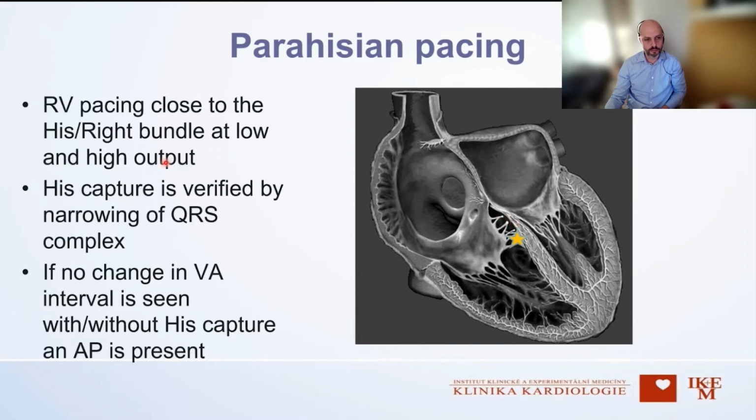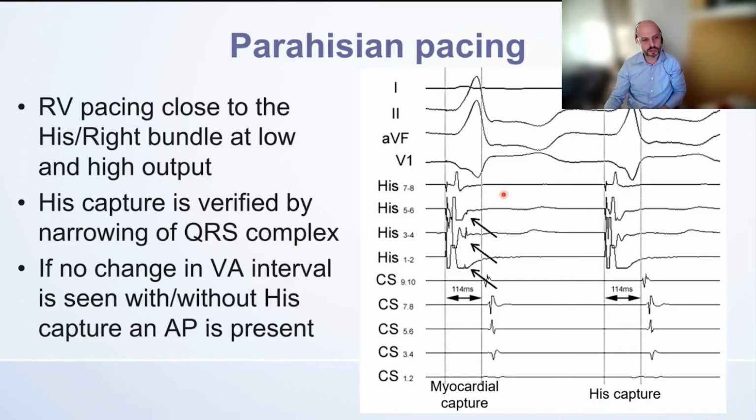So generally, you apply low and high output for this pacing. You can see whether you captured only myocardium in the ventricle in this region, or you also captured the His, by seeing whether the QRS gets narrow. If you have a narrow QRS, you have a His capture. Then you compare the myocardial-only capture and the His capture in terms of the VA. So how long does it take to conduct to the atrium? This is how it would look.